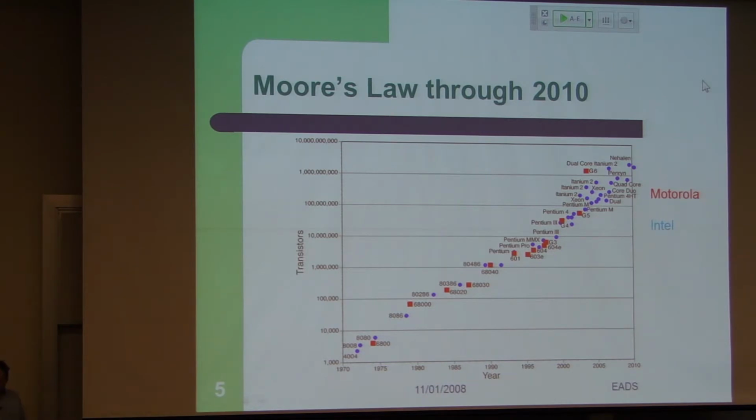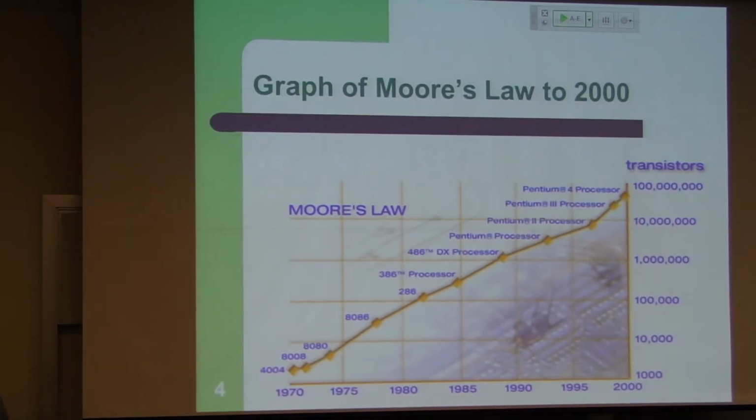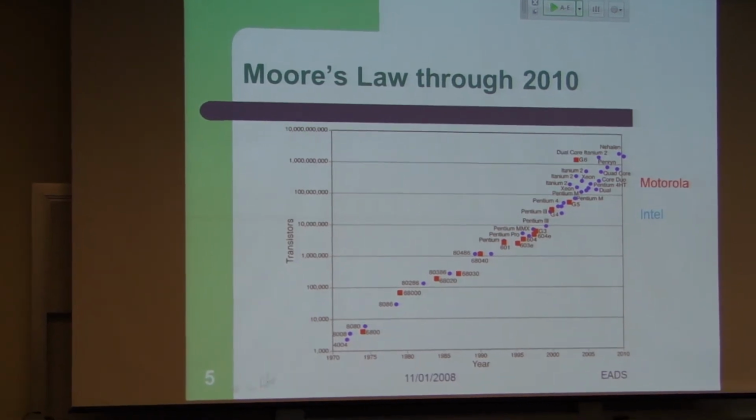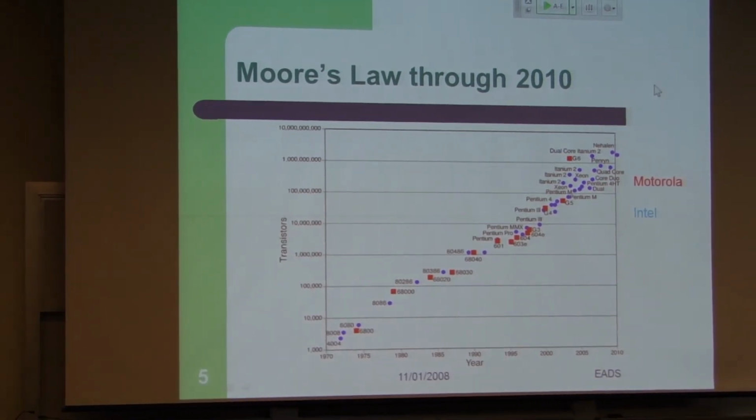And since this was just to 2000, here's some more data up through 2010. In red is Motorola chips and blue is Intel chips. So this isn't something that's just one company. And it's still pretty much a straight line, right? Still, once again, logarithmic here. So it's kind of amazing.